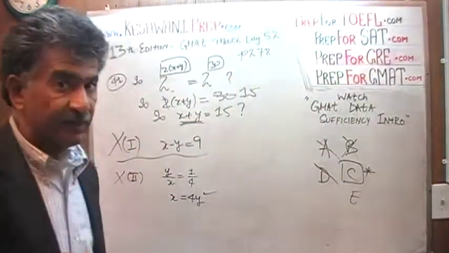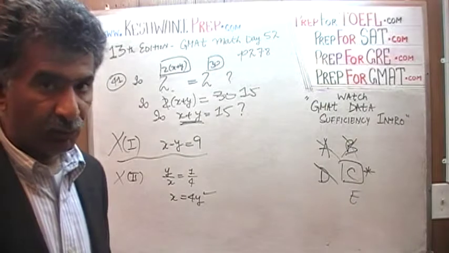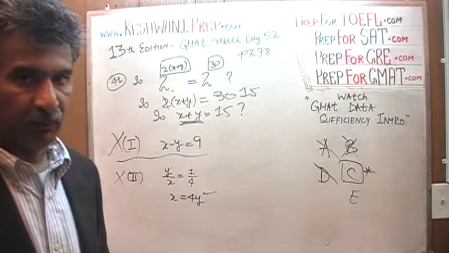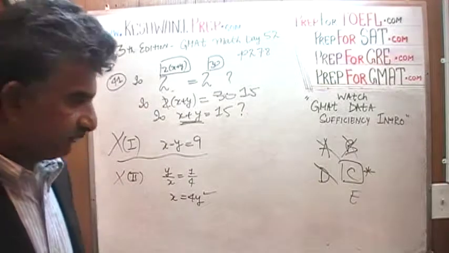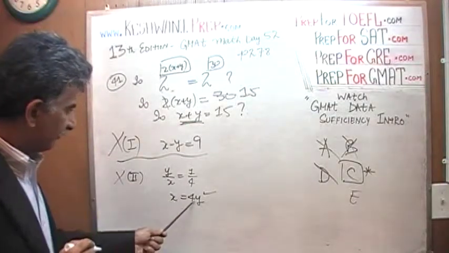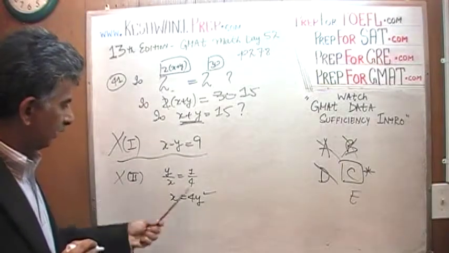Of course, in the real exam, we will not be foolish enough to actually solve the thing, because nobody is asking us to solve it. Nobody is asking us what x and y are. But just for learning purposes, let's do it, shall we? This says x equals 4y, this says x minus y is 9. Let's put them together.